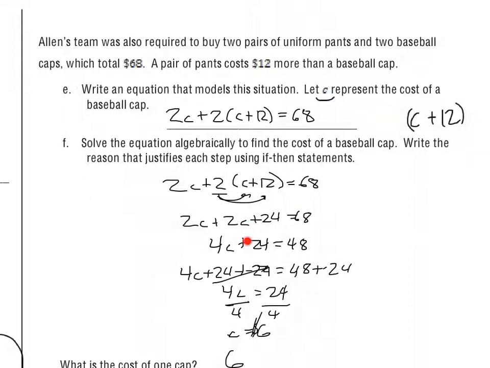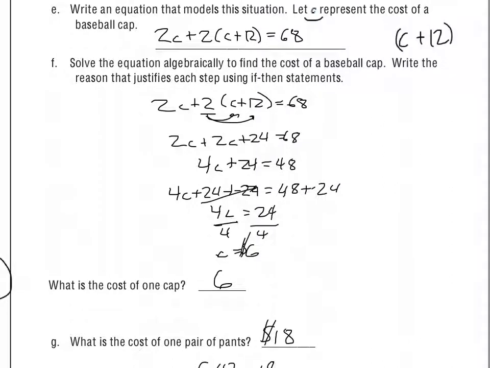I'm going to combine my like terms. 2C plus 2C gives me 4C. Now I have a simplified equation. 4C plus 24 is equal to 40. Do the additive inverse, do the division, and I get the cost of the cap is $6.